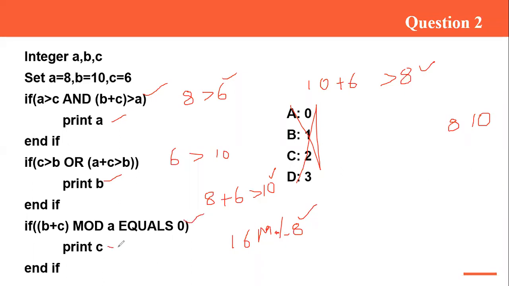That means what is the output? C will also get printed. So C means what? 6. 6 will also get printed. So the output is 8, 10 and 6, as you said. But actually the options are given like how many statements will be the output: whether 0 statements, 1 statement, 2 statements or 3 statements. What should I consider if I have to choose the options? 3. All the 3 statements got printed.